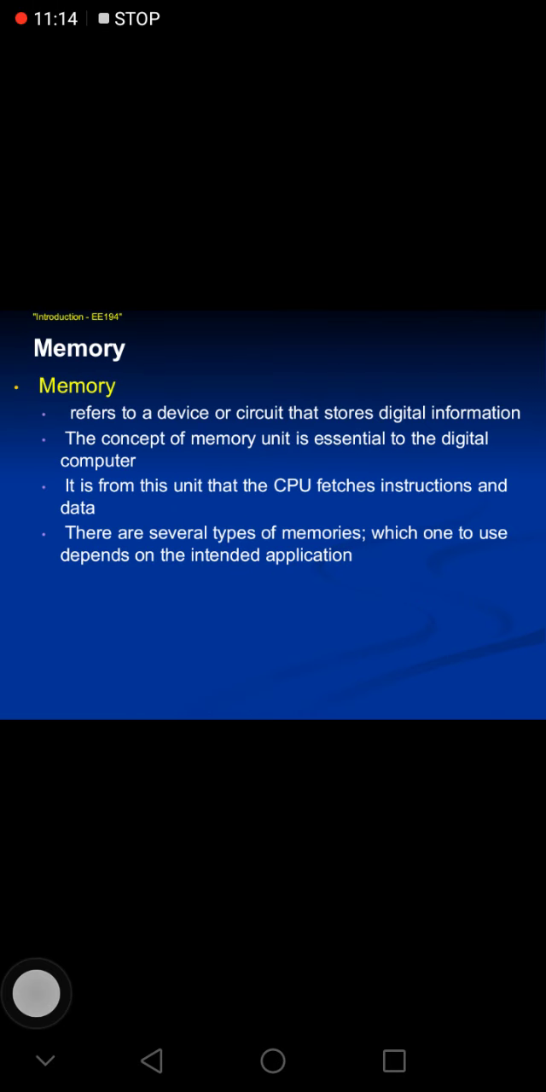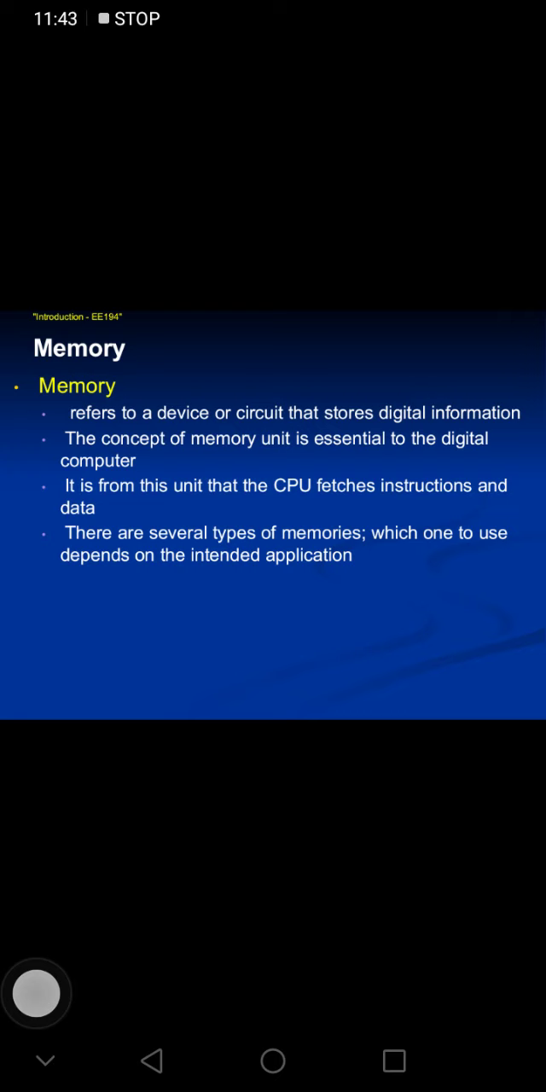So yun. So you have here memory refers to a device or circuit that stores digital information. The concept of memory unit is essential to the digital computer. Okay? So yun, it is from this unit that the CPU fetches instructions and data. Tama, no? So dito natin fini-fetch yung instruction and data natin, no? Dito fini-fetch ng CPU. Okay? Because CPU has a memory. So there are several types of memories.